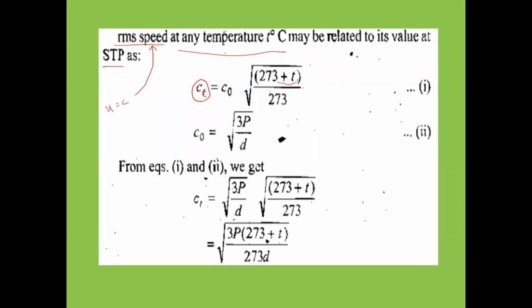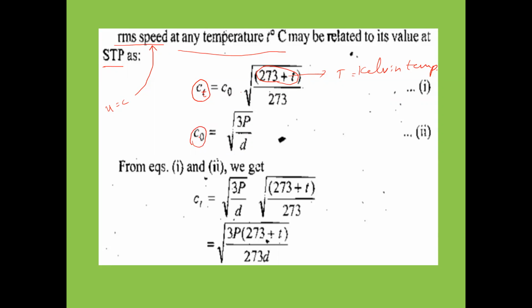This 273 plus t degrees Celsius is nothing but capital T, the Kelvin temperature, the absolute temperature. So absolute temperature capital T equals centigrade temperature plus 273, small t degrees Celsius plus 273. This relation we can use between the RMS velocity at t temperature and at 0 degrees Celsius. And C naught is the RMS velocity at 0 degrees Celsius.